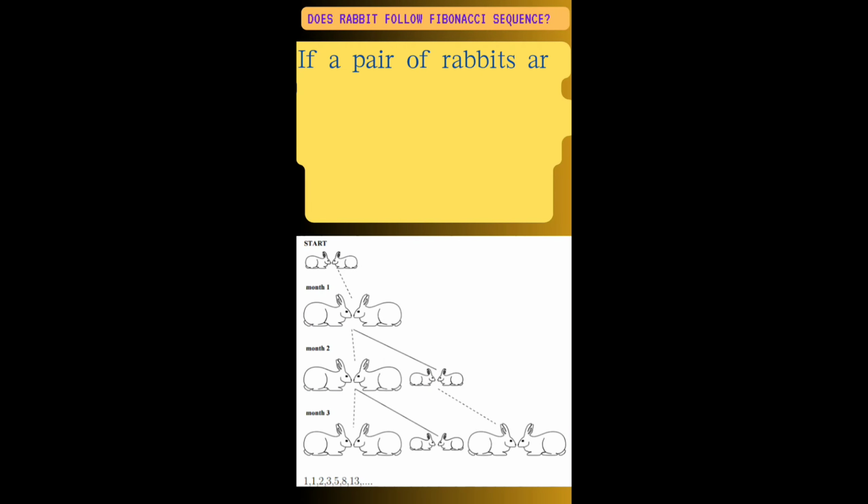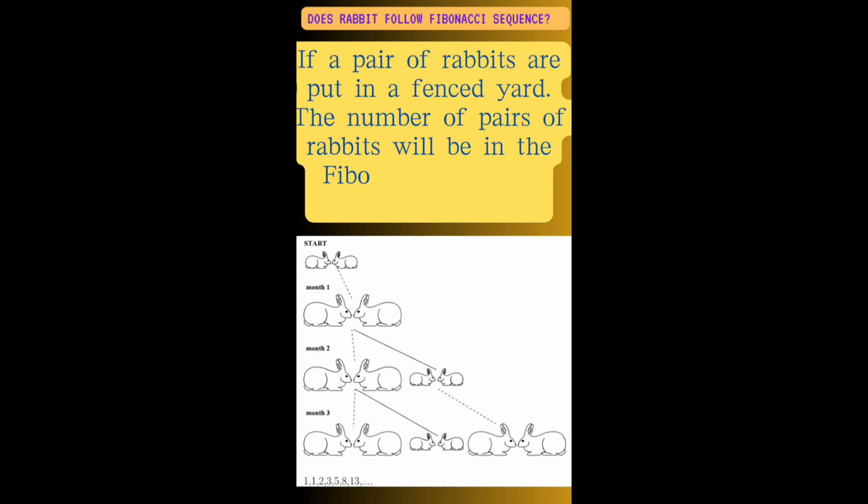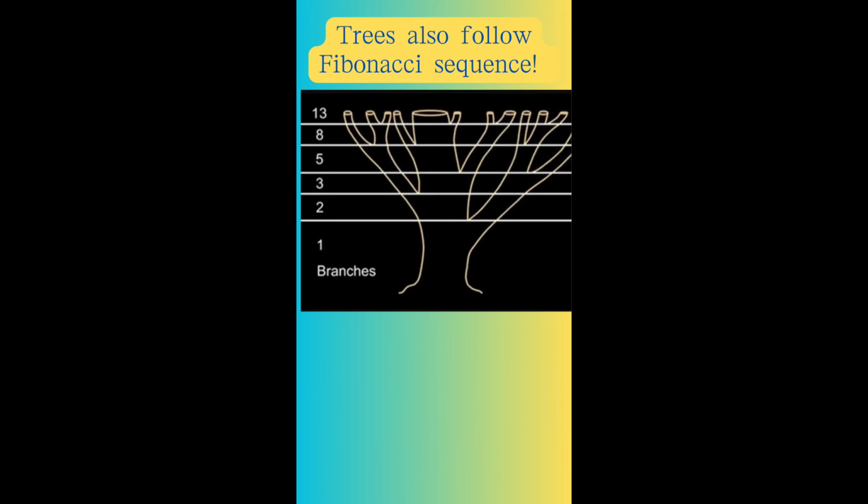Even the reproduction of rabbits follows the Fibonacci sequence. If you keep a pair of rabbits in a fenced yard and allow them to reproduce, then the number of pairs of rabbits will be in the Fibonacci sequence month after month. Nature is so amazing, even trees follow the Fibonacci sequence. If you count from the stem to the branches, all the branches are growing in the Fibonacci sequence.